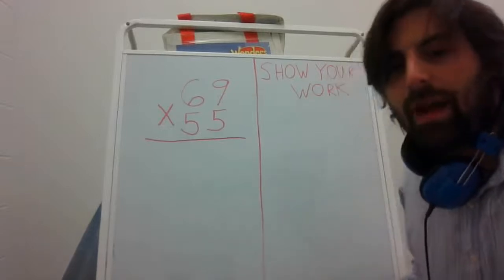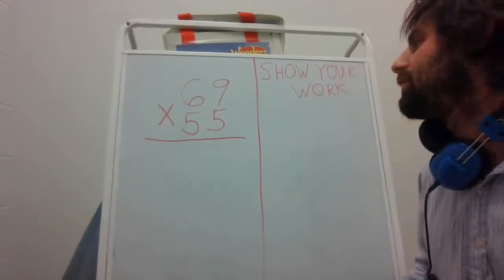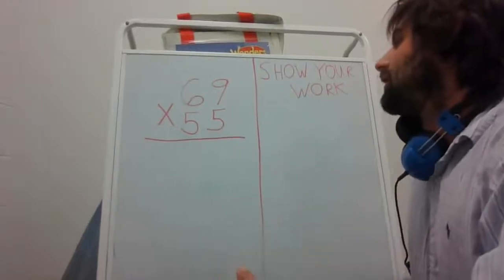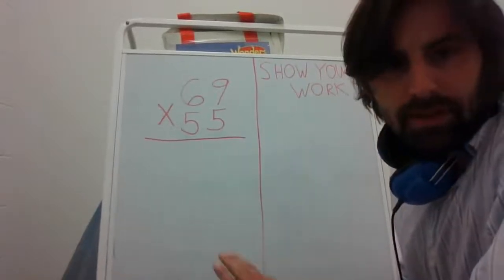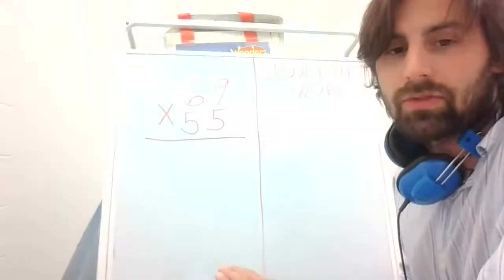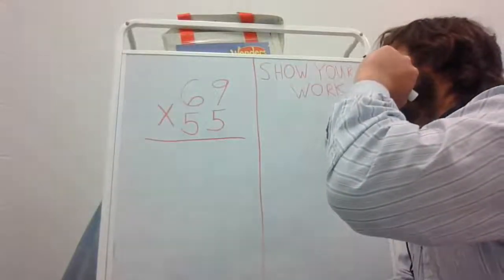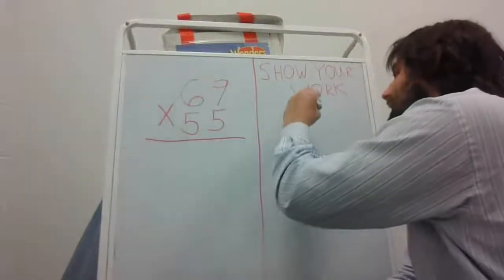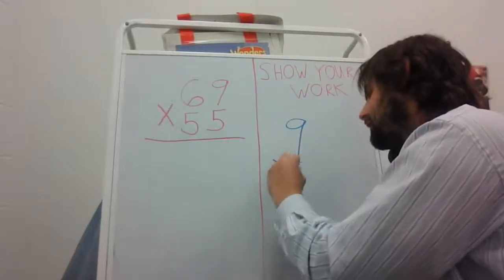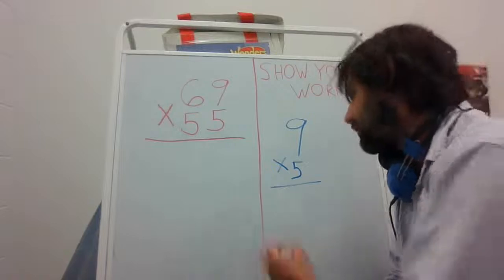Here we go. All right, 69 times 55. So this starts out the same way it would if we were multiplying 2-digit by 1-digit numbers. So we multiply the digit in the ones place. So we are going to start off by multiplying 9 times 5. So 9 times 5 equals 45.